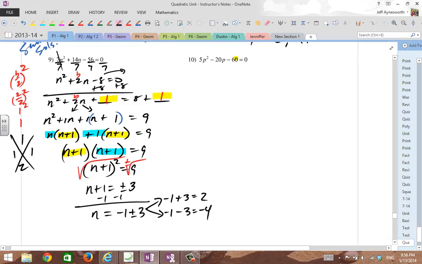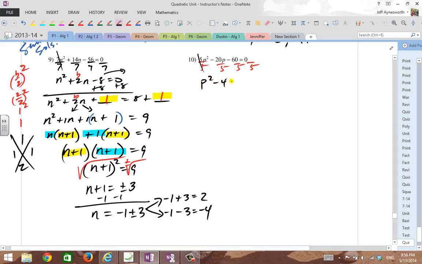Now what I want you to do is pause the video and give the second one a shot, because here they're all divisible by 5 and you can divide everything through by 5. So make that happen, work ahead of me, and use number 9 to help you out. All right, let's check your work. Let's divide everything through by 5. Make sure you check your work as you go.